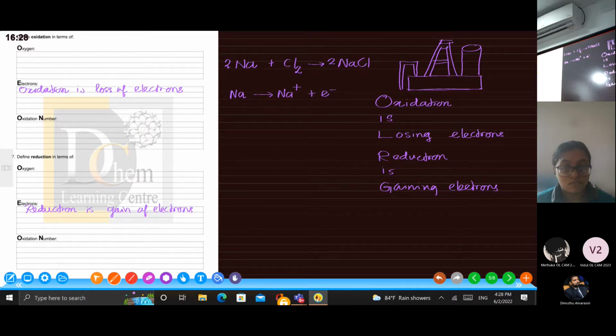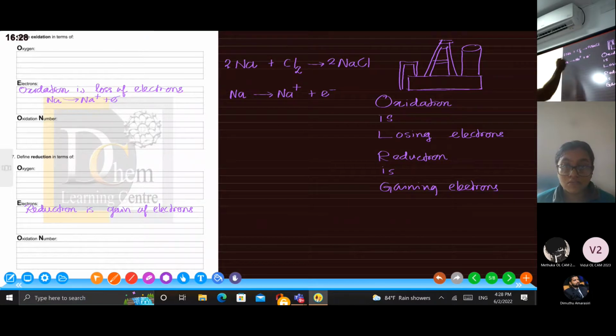Tell me, is this oxidation or reduction? Sodium becomes sodium plus and the electron is lost. What is that? Oxidation. By the current definition we follow, it is oxidation. So when you see a reaction like this, where it is clearly shown that an electron is given out, it is oxidation.